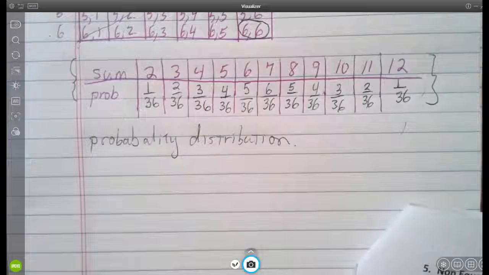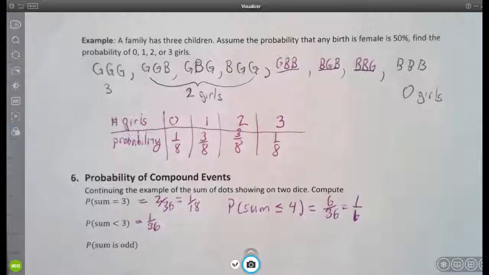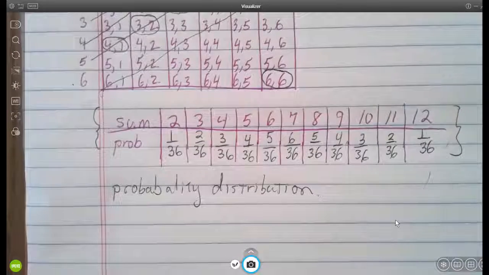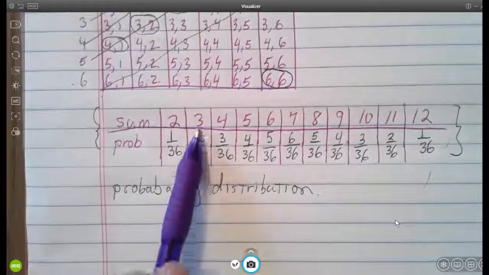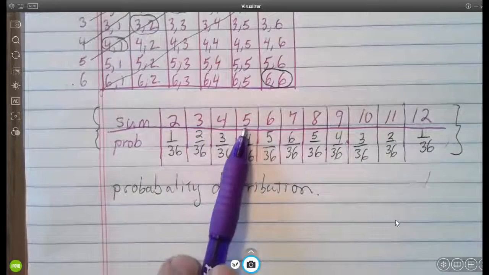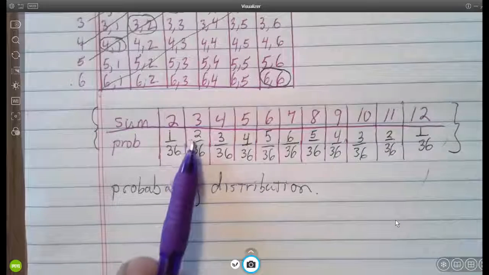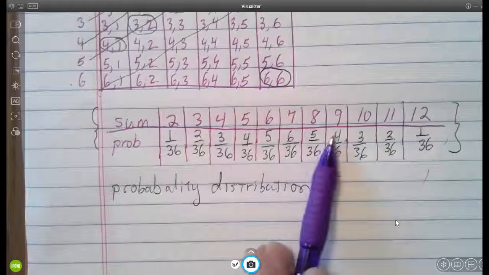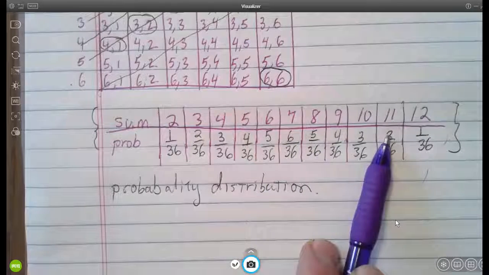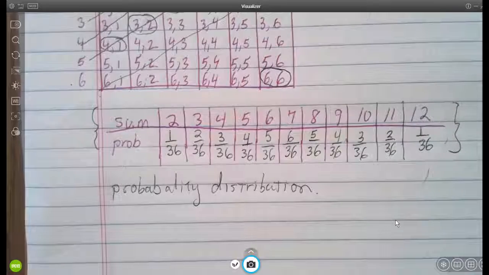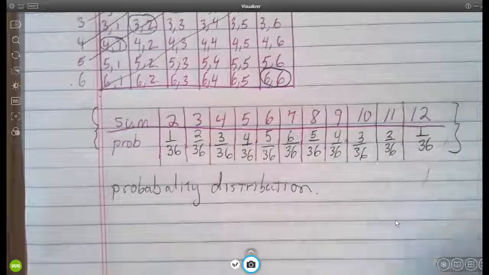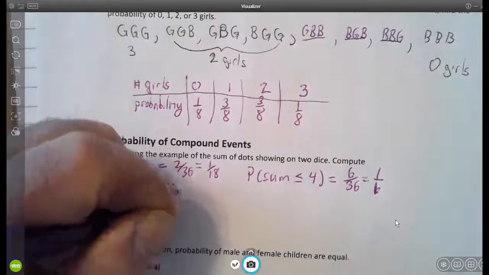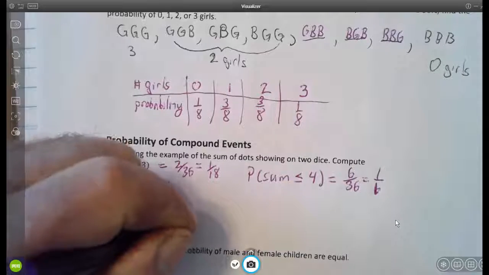For the sum to be odd, that most likely is a half, but let's just check. In order to get the probability of an odd sum, we would take the probabilities of a sum of 3, 5, 7, 9, and 11. You add those up. 2, 4, 6, 8, and 2 divided by 36 does add up to 18 out of 36. So the probability that the sum is odd is 18 out of 36, or 1/2.